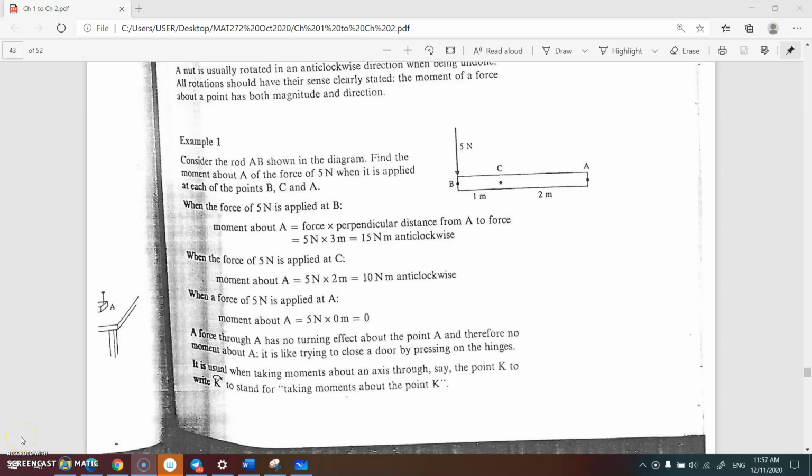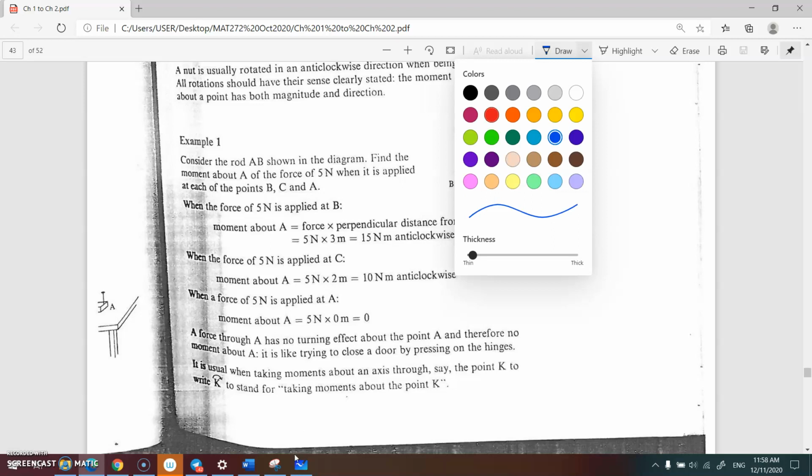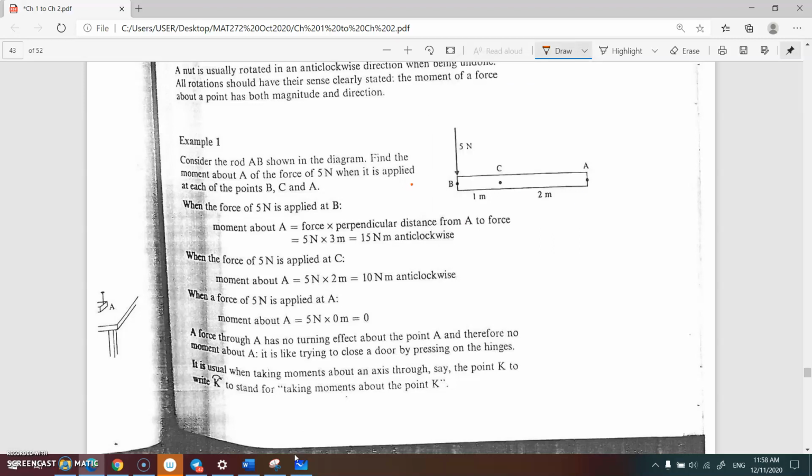In this video, we're going to look at the example given in the manual. Okay, example 1. Consider the road AB shown in the diagram. Find the moment about A. Let's say the moment about A, so you can assume that the nut or the pivot is at A, of the force of 5 Newton when it is applied at each of the points B, C, and A.